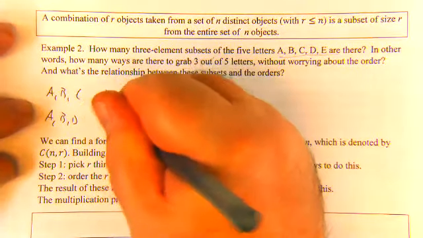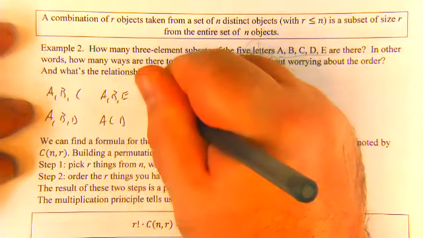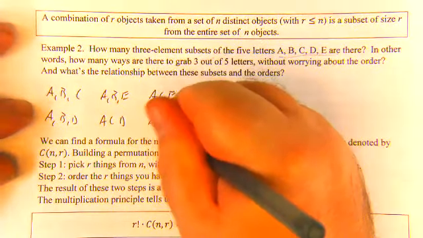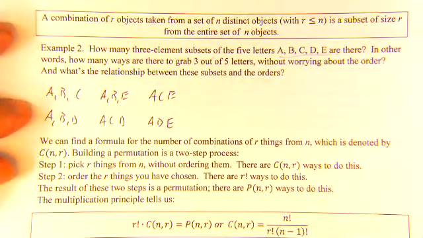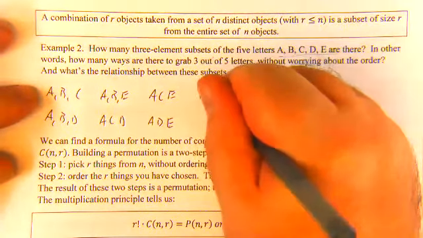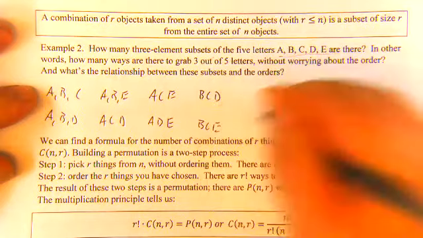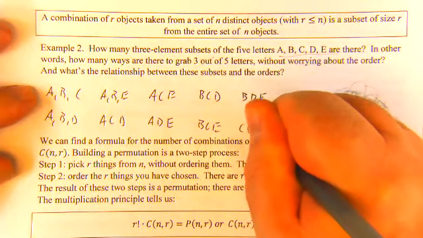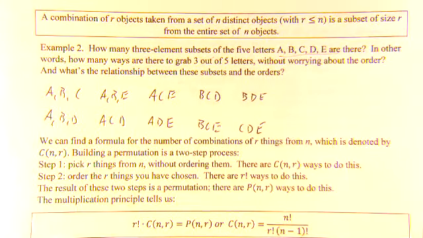Then you could say, well, what are the subsets with A and C: A, C, D, and A, C, E? What are the subsets with A and D: A, D, E? So these are all the subsets with A in them. What are the subsets that have B in them but don't have A? Well, you could have B, C, D, B, C, E, or B, D, E. And the last one is C, D, E. So there's 10 subsets.